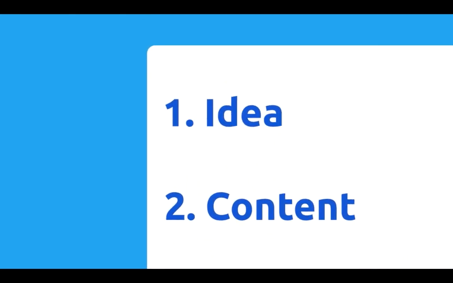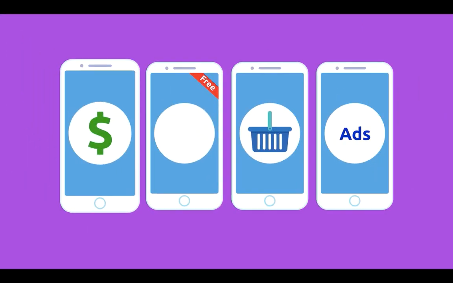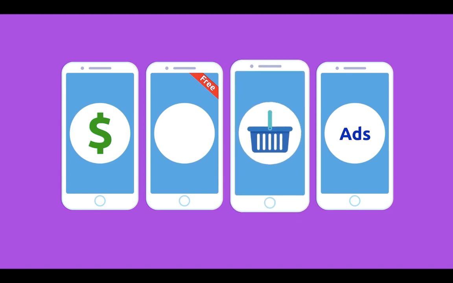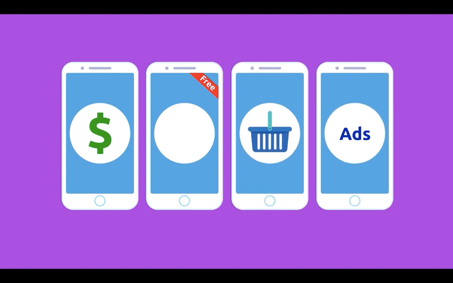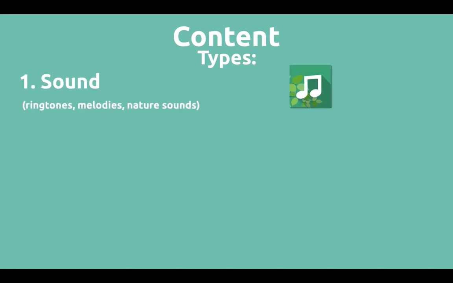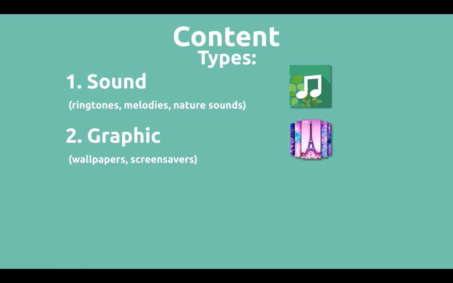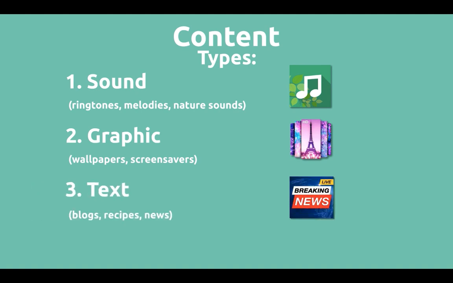Let's start with an idea. There are different types of applications: paid, free, with and without in-app purchases, and apps with ads. We'll be working with apps that can be monetized with ads that appear inside the app. Such applications are also called content apps. What are the main types of content you know? Sound, like ringtones, melodies, sounds of nature; graphics, like wallpapers, screensavers; and text, like blogs, recipes, and news.